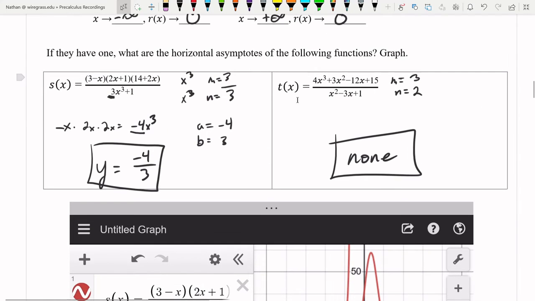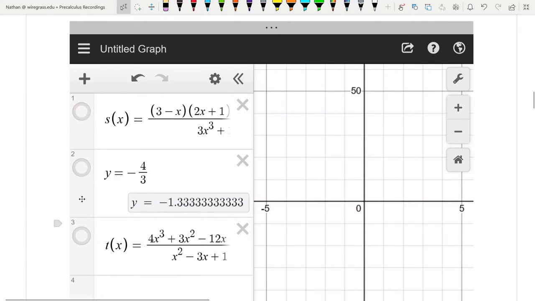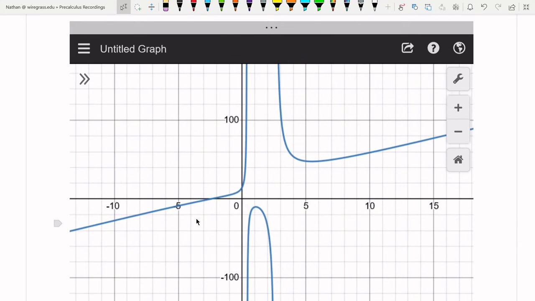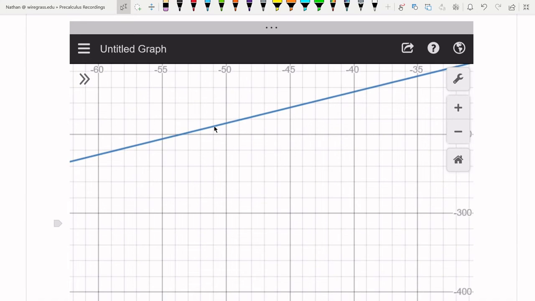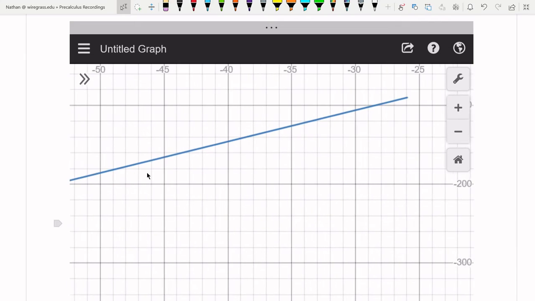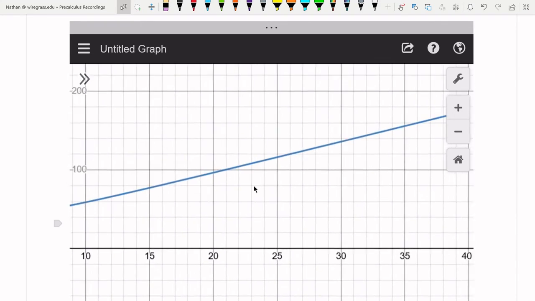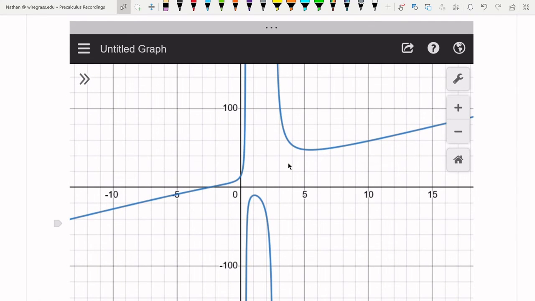For the next one, we have t of x, and there was no horizontal asymptote. So we should see that when we graph it. As you can see, this line keeps going downward towards -infinity. And on this side, it keeps going upward towards +infinity. It doesn't asymptote to any horizontal line. This one goes to +infinity on the right, and -infinity on the left.